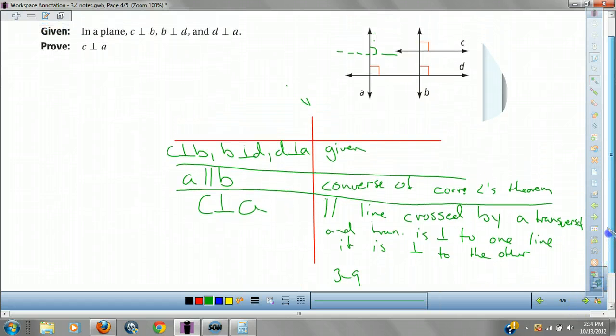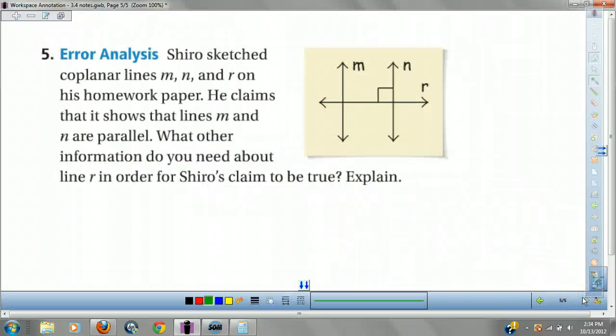Think about it, ponder about it. Take a deep breath. Here we go. Last slide. Let's say Shiro sketched coplanar lines M, N, and R on his homework. He said that the lines M and N are parallel. What other information do you need to know about line R in order for Shiro's claim to be true?